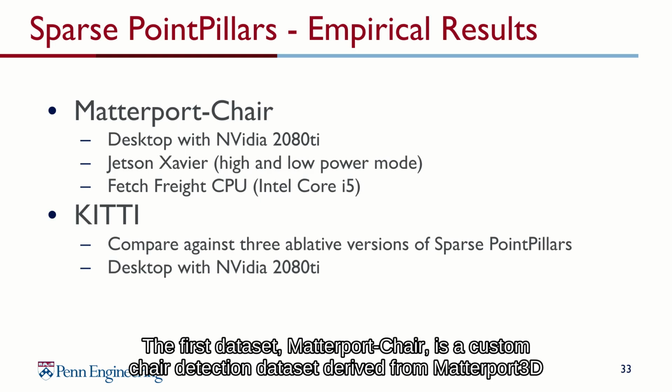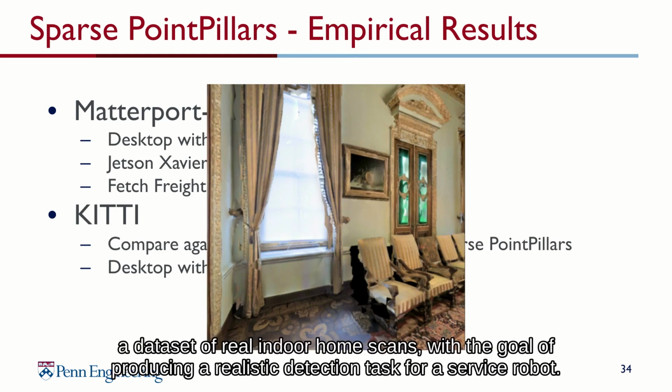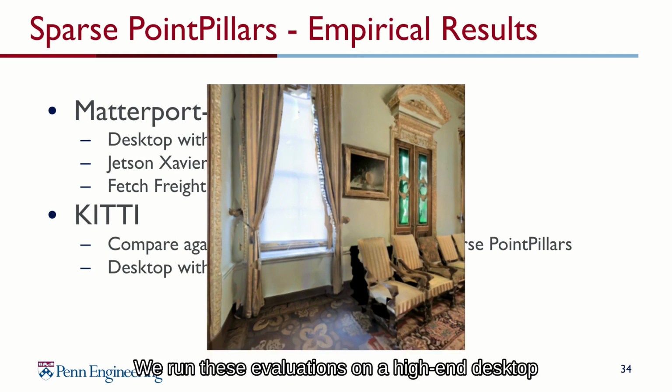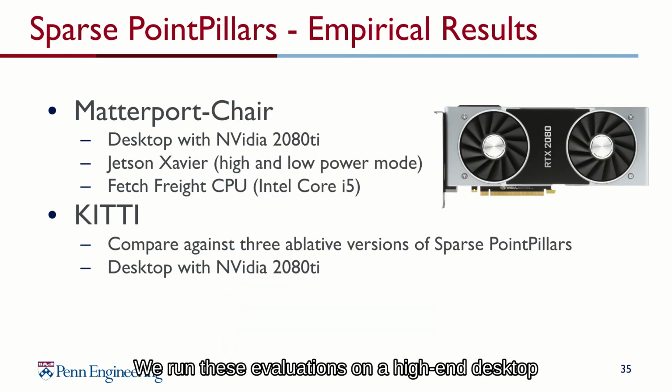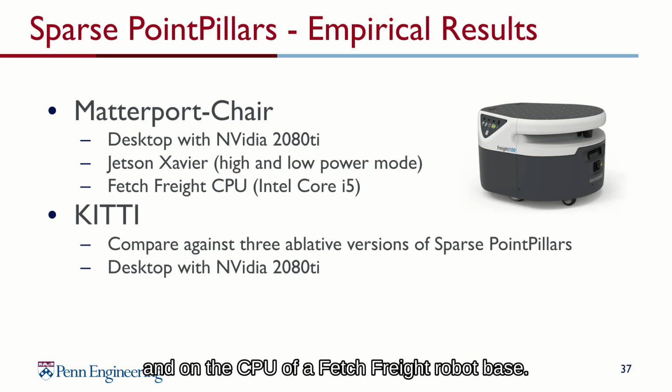The first dataset, Matterport Chair, is a custom chair detection dataset derived from Matterport 3D, a dataset of real indoor home scans, with the goal of producing a realistic detection task for a service robot. We run these evaluations on a high-end desktop, on the high power and low power modes of the Jetson Xavier, a popular embedded ML accelerator, and on the CPU of a Fetch Freight robot base.